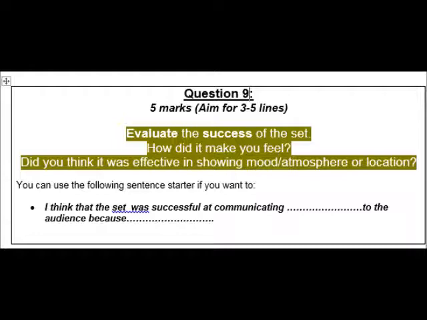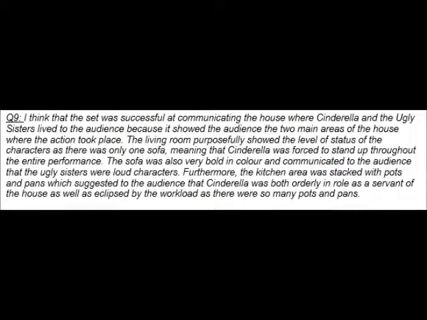Here is an example of how to structure your answer. I think the set was successful at communicating the house where Cinderella and the Ugly Sisters lived to the audience because it showed the audience the 2 main areas of the house where the action takes place. The living room purposefully showed the level of status between the characters as there was only one sofa, meaning that Cinderella was forced to stand up throughout the entire performance. The sofa was also very bold in colour and communicated to the audience that the ugly sisters were loud characters.